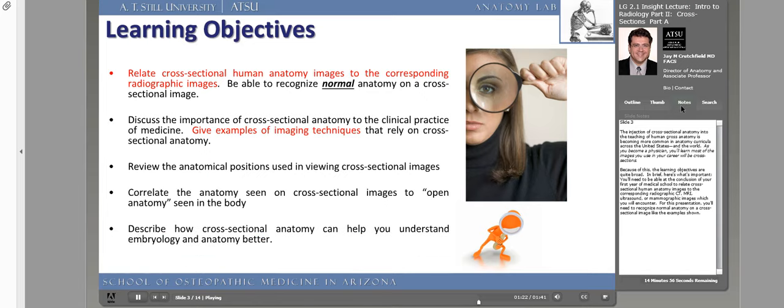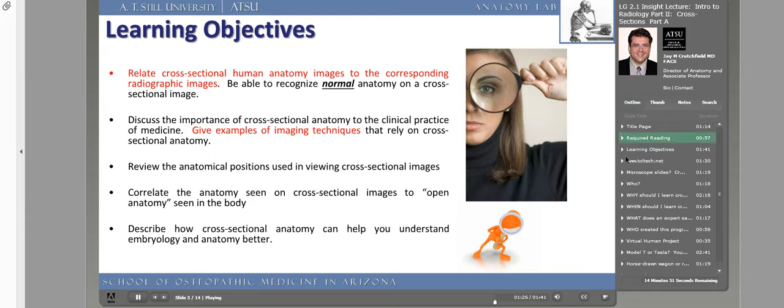Also, you'll need to describe how cross-sectional anatomy can help you understand embryology and gross anatomy a little better. And perhaps most importantly for this presentation, you'll need to recognize just the simple, normal anatomy of the human on a cross-sectional image like the examples that we're going to show you.